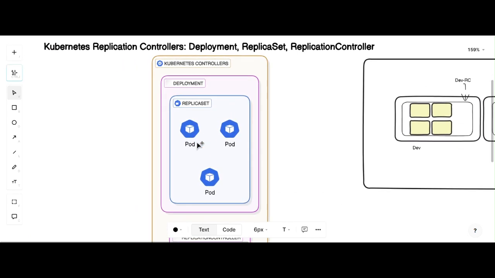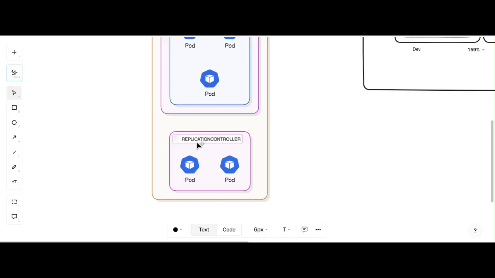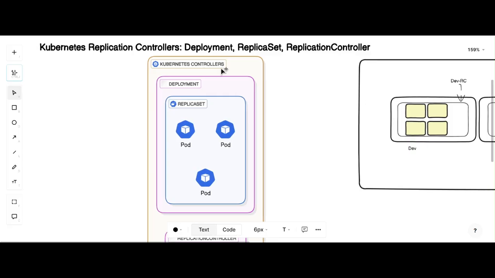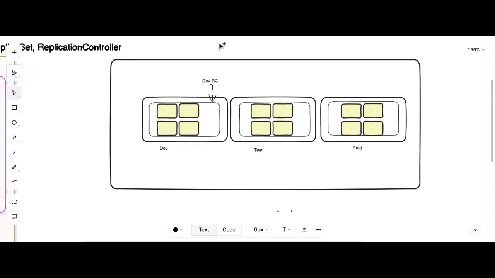Now let's understand the architecture as well. As I told, the replication controller takes care of pods inside it. So if any of the pods goes down, immediately another pod will come up, right? The replica set takes care of pods, but it is managed by deployments, right? And all these are called Kubernetes controllers. Now let's understand this topic in detail.